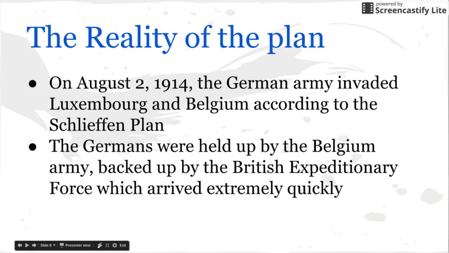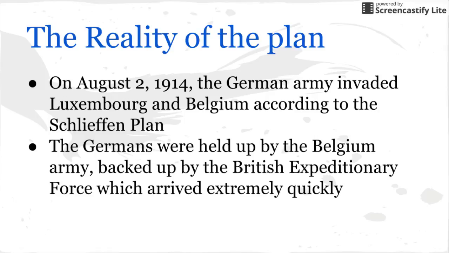So after all of the dominoes kind of fell after the assassination of the Archduke in Serbia and Russia backing Serbia, on August 2nd, the Germans decided they needed to activate the Schlieffen Plan because the Russians were going to start to mobilize their army against Austria-Hungary. So on August 2nd, 1914, the German army invaded Luxembourg and Belgium according to the Schlieffen Plan.